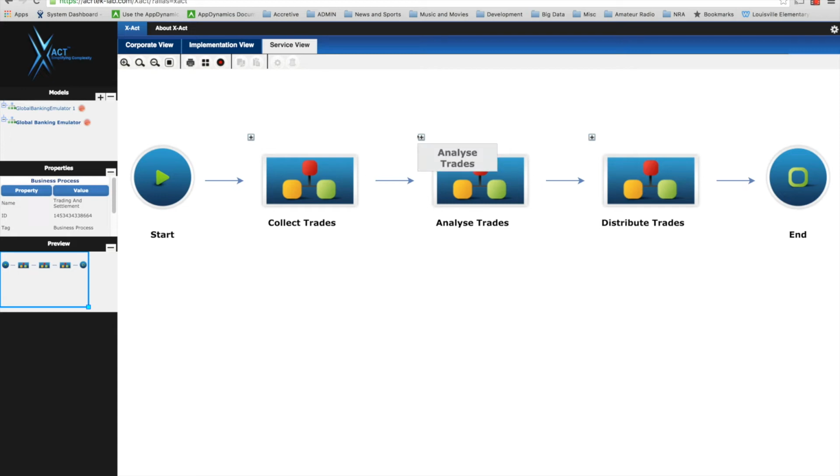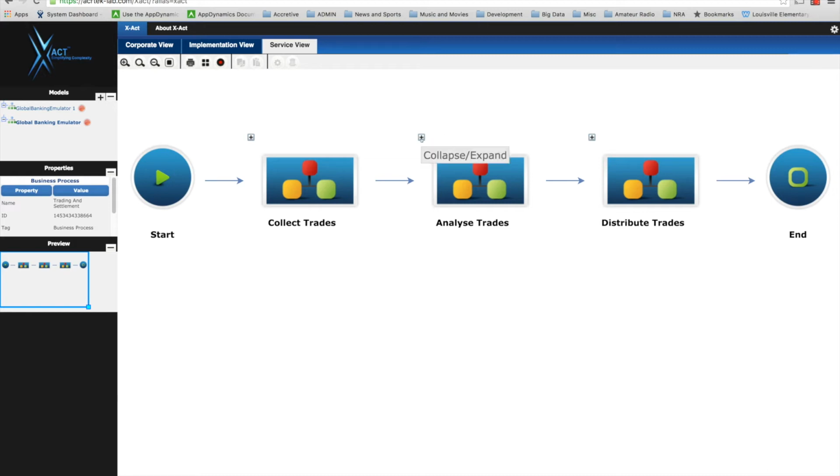Service view consists of 7 different types of objects. We have service processes, we have service to services or messages, we have service tasks, we have service components, service activities, service collectors, and service insertions, as well as service starts and ends.